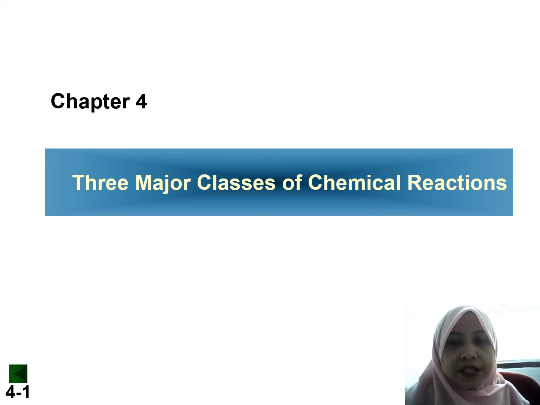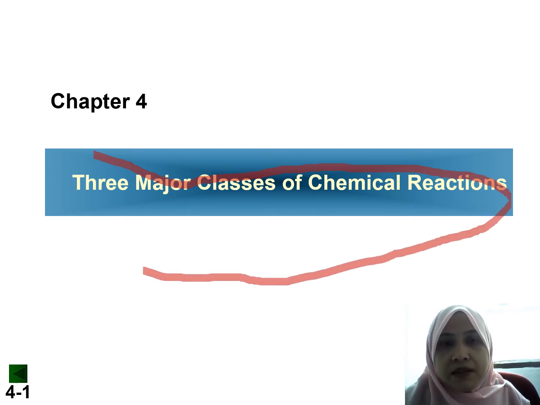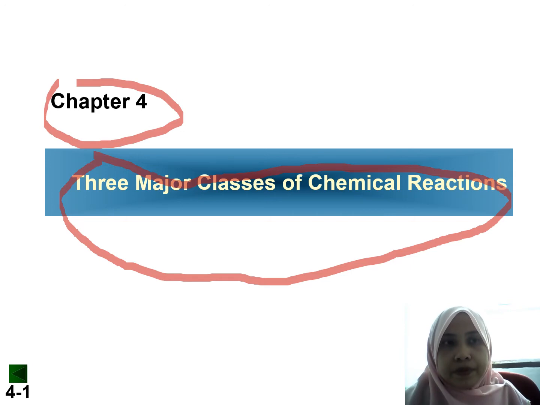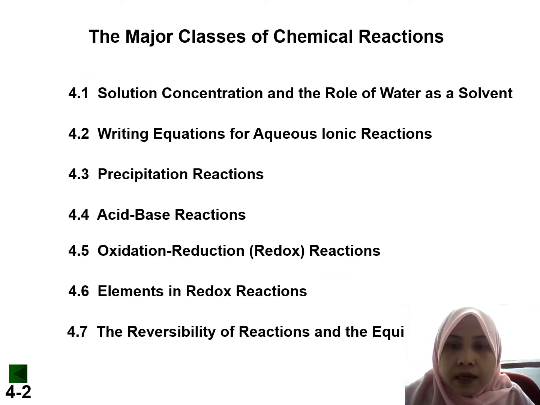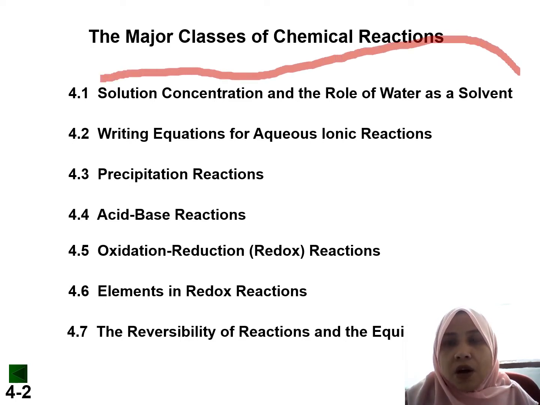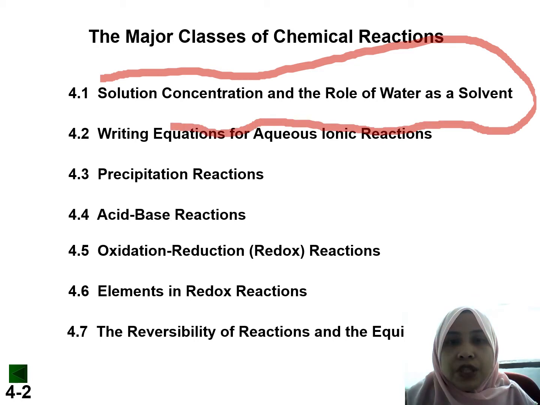We already finished chapter 3. Now we will learn about the three major classes of chemical reactions that we cover in chapter 4. Here are some subtopics that will be discussed in chapter 4, but today I will discuss solution concentration and the role of water as a solvent.